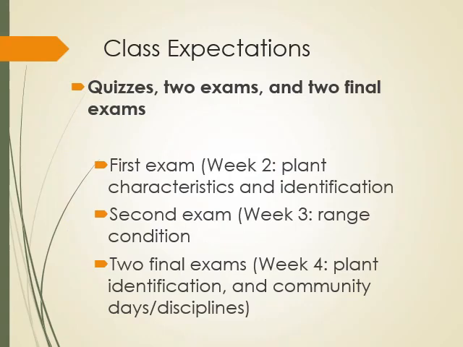The class expectations for range: the first exam will be week 2. It'll be plant characteristics and identification. And then the second exam will be week 3, where it will be questions on range condition based on the material you're exposed to in week 2. And then there are 2 final exams. They both occur on the last day of week 4. Plant identification is one of them, and then the information from the community days and the different disciplines will be in that exam.